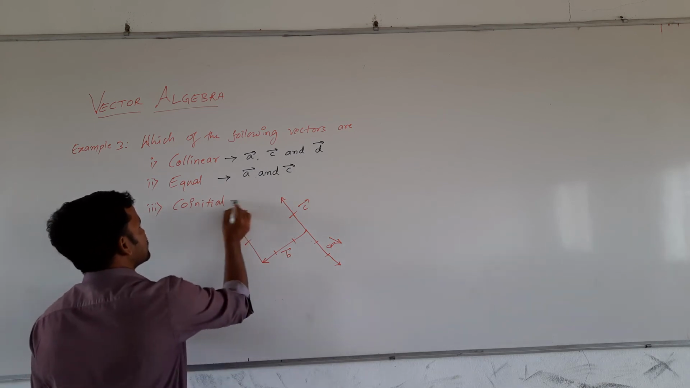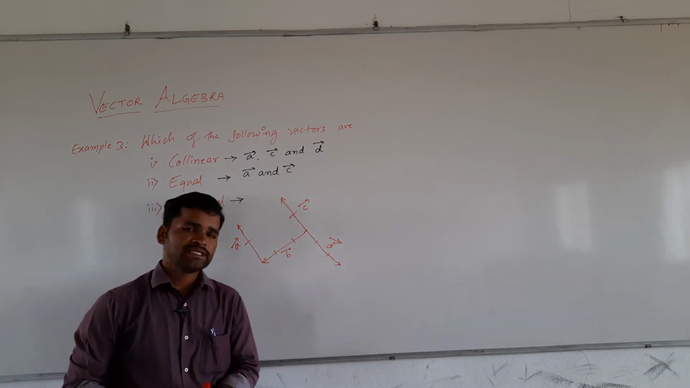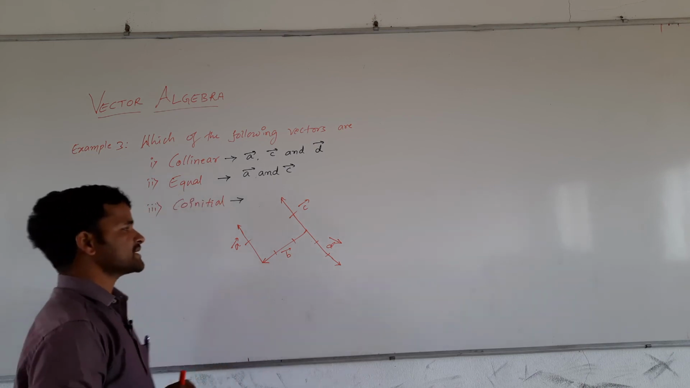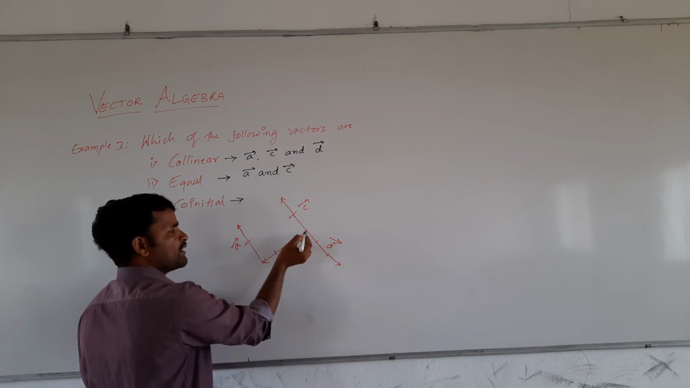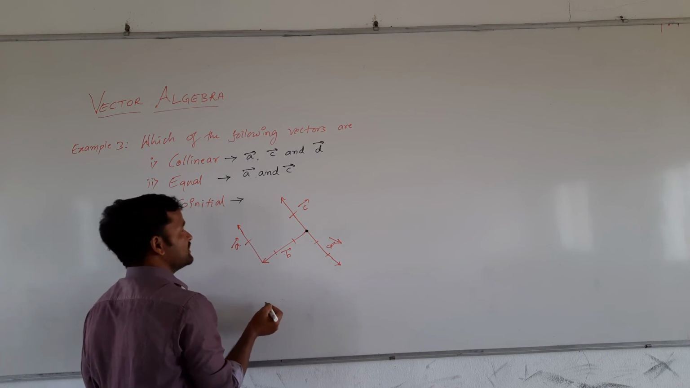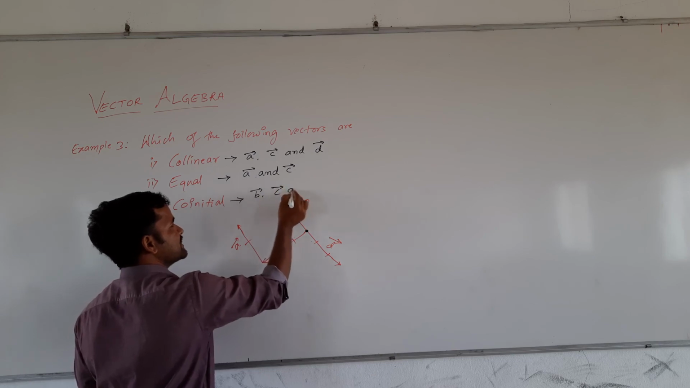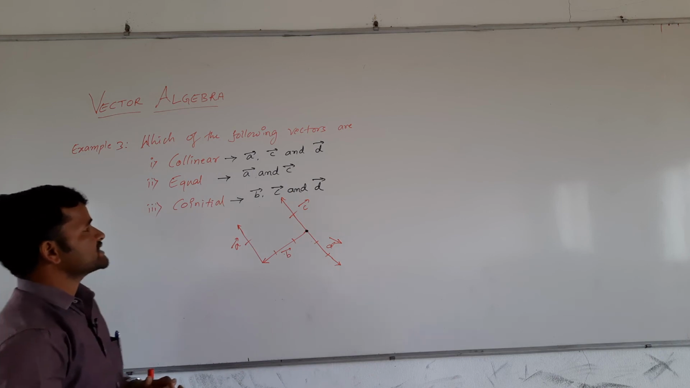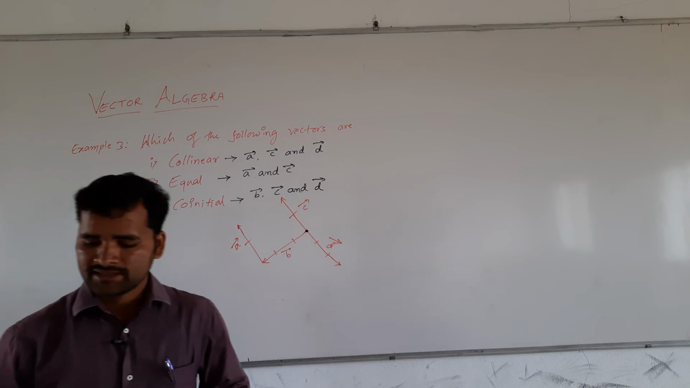Next, third one, co-initial vectors. What do you mean by co-initial vectors? Vectors having the same initial point. Which vectors have the same initial point here? You observe vectors B, C and D, all are originating from the same point. Therefore, co-initial vectors are vector B, vector C and vector D. Yes, this is about example 3.